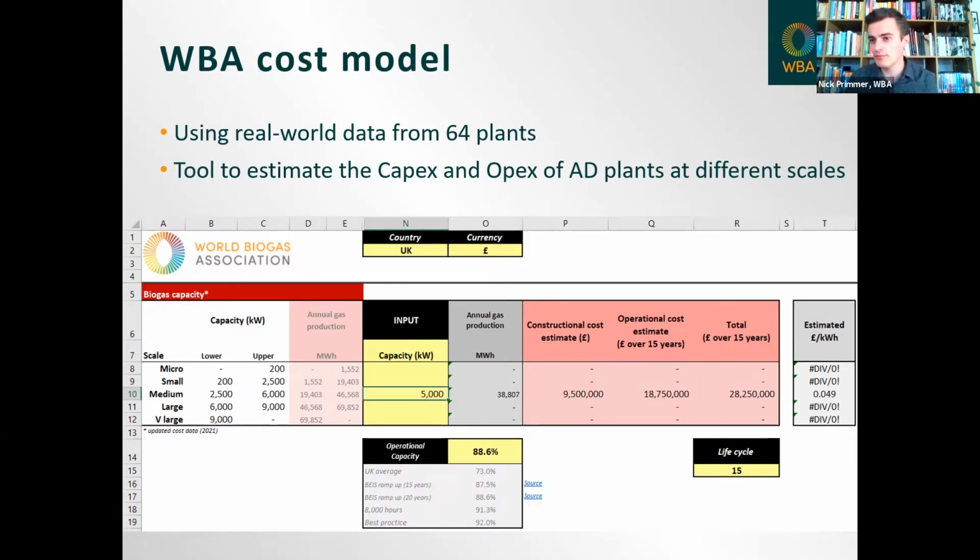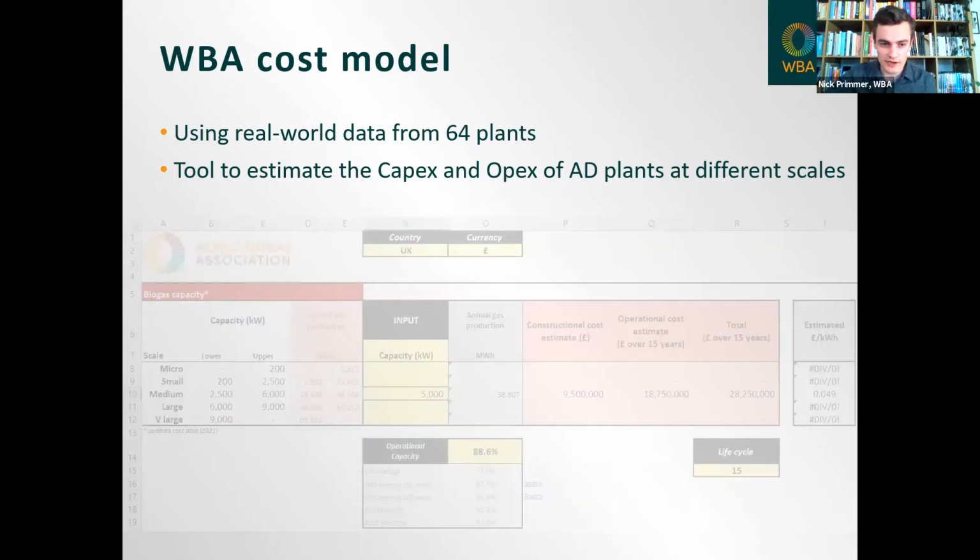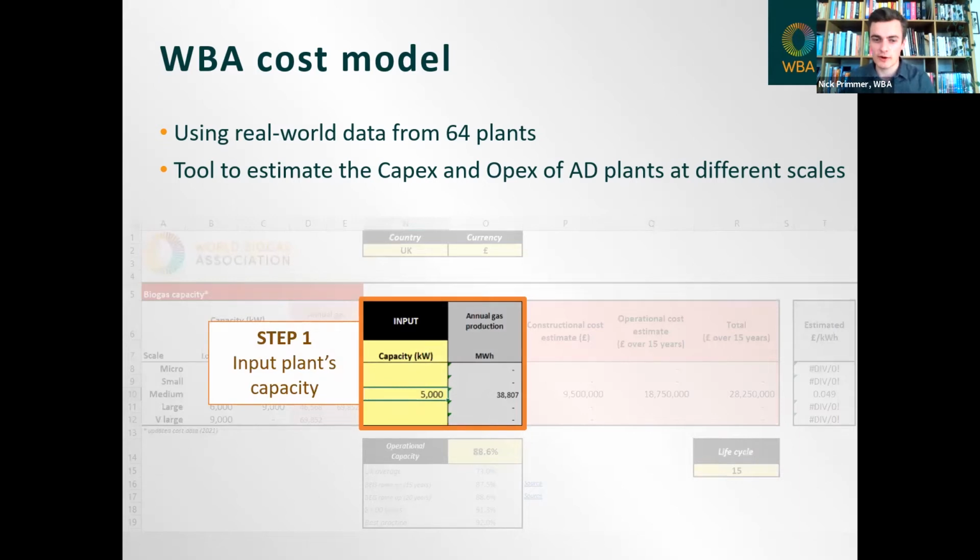So this is what the model looks like. It is in Excel, and hopefully everyone will be able to use it, being in Excel. I've tried to make it as simple to use and accessible as possible. I'll quickly run through how to use it, what it produces, and then how we can work together to really promote its findings. Firstly, you need to input the size of the plant, and that is measured in kilowatt capacity, and that's capacity of the biogas, not of the electricity if you're feeding it into a CHP. This is the biogas capacity of the plant in question.